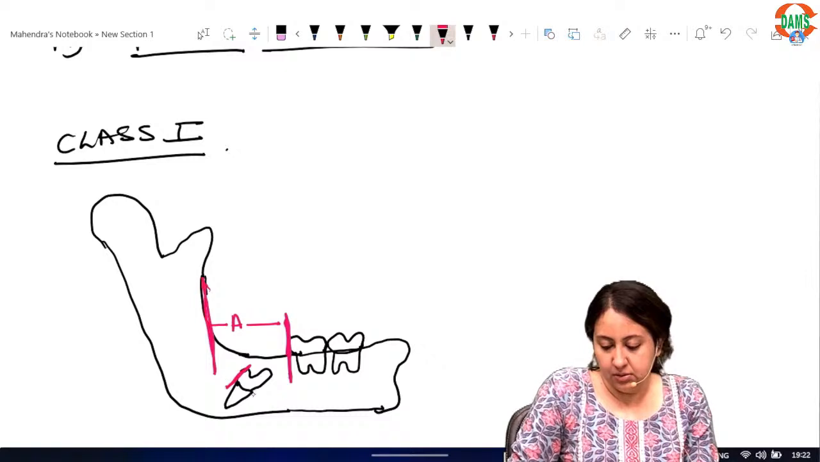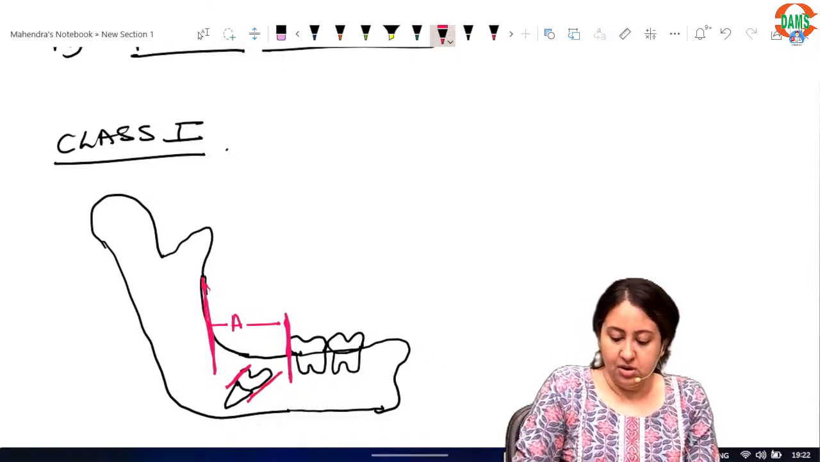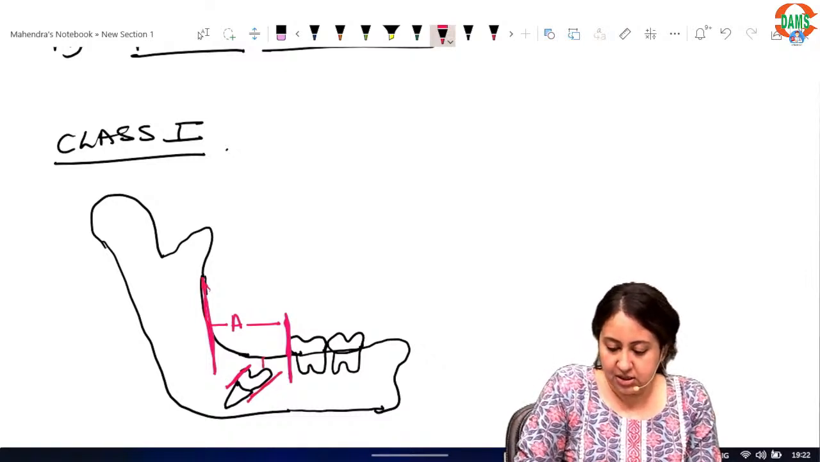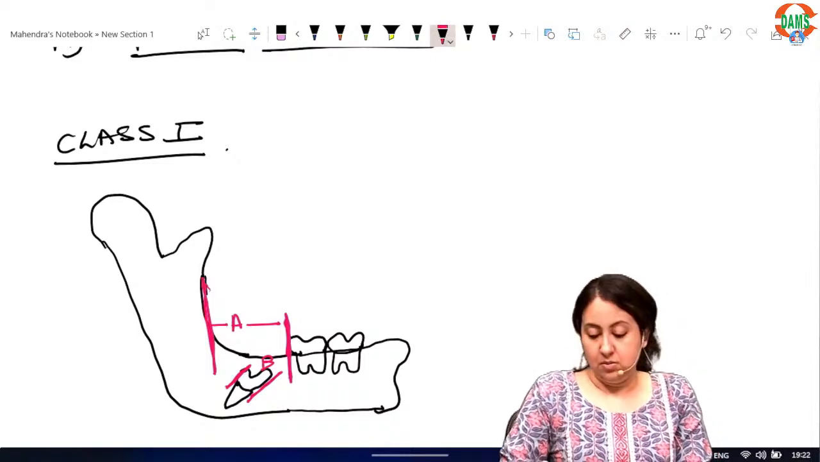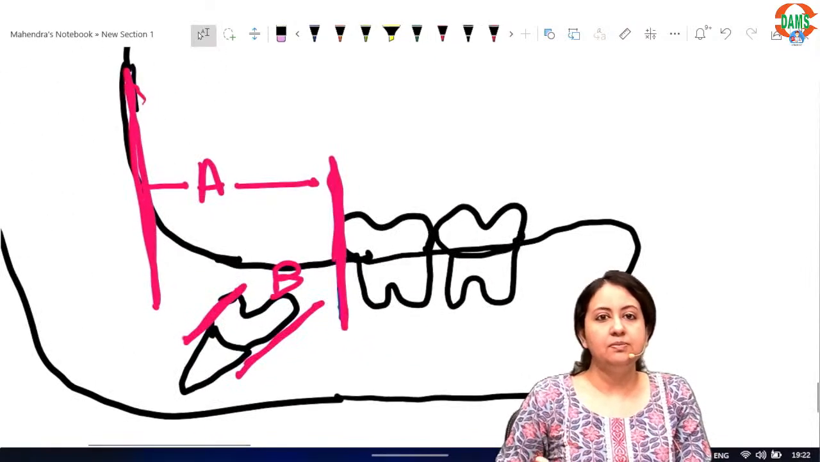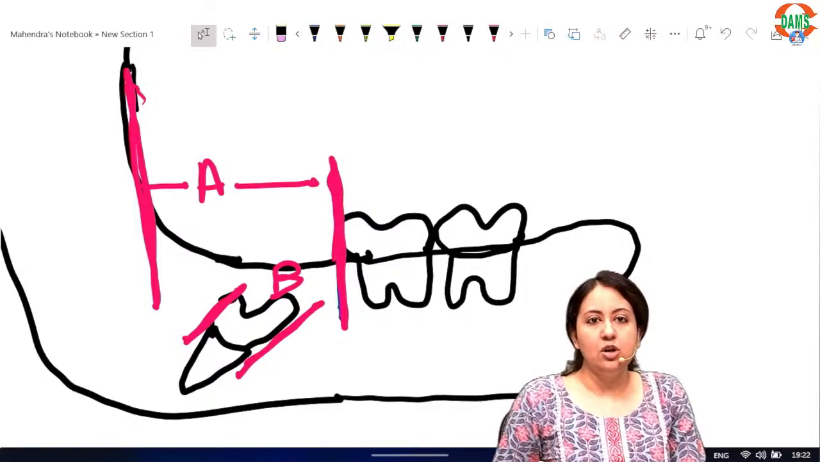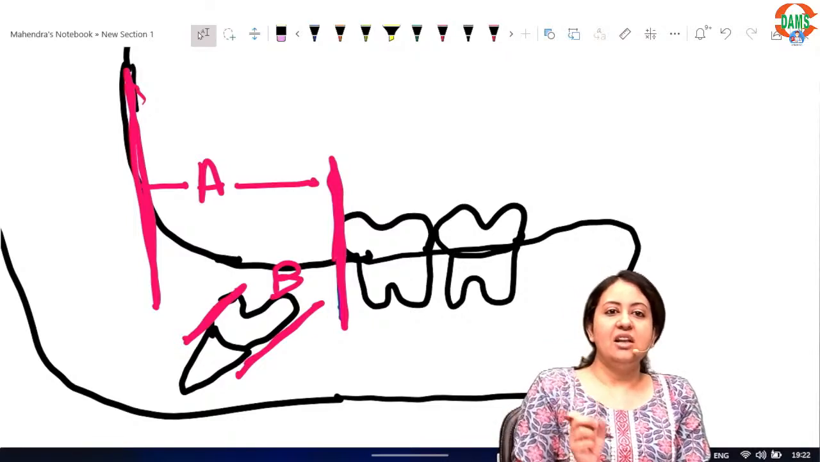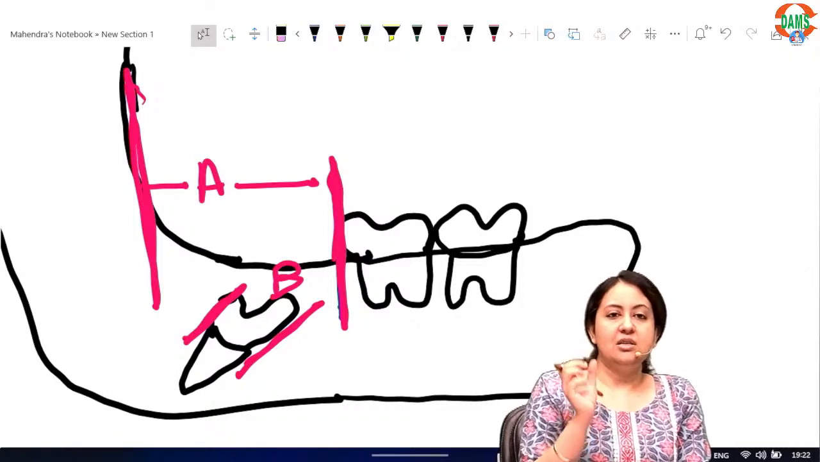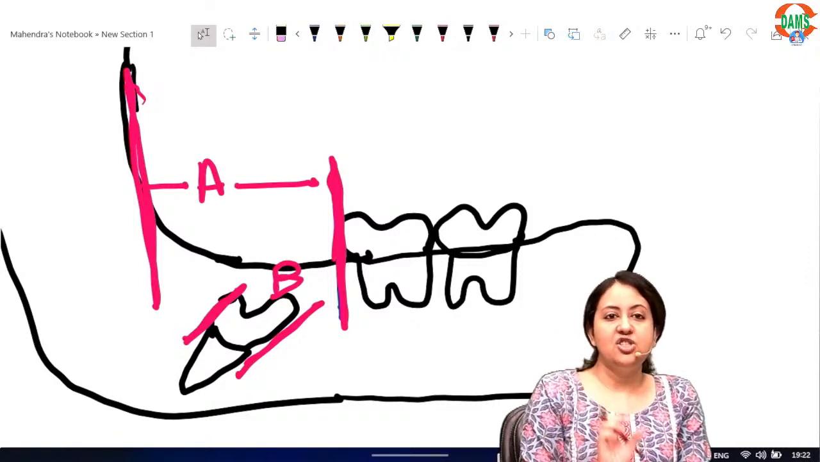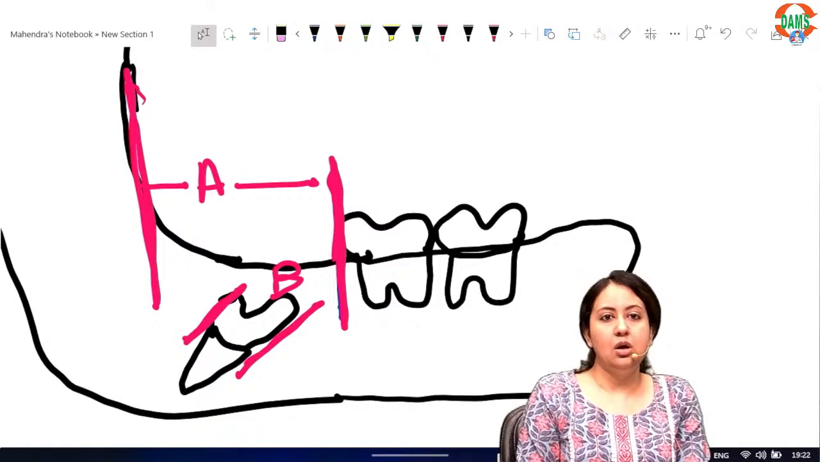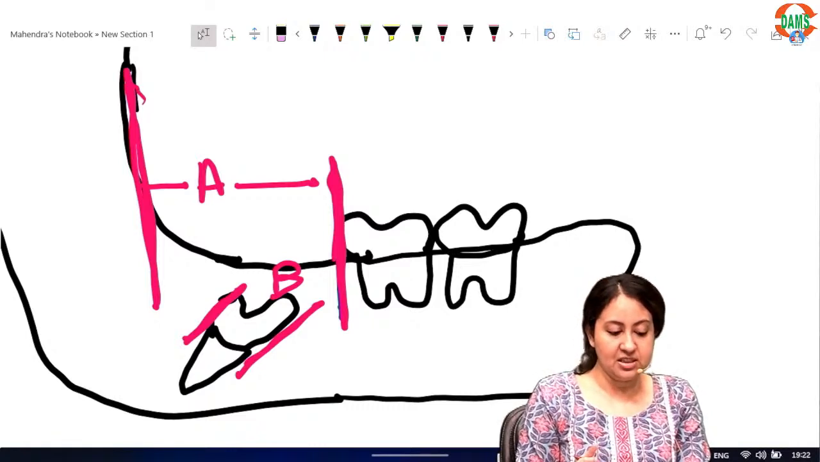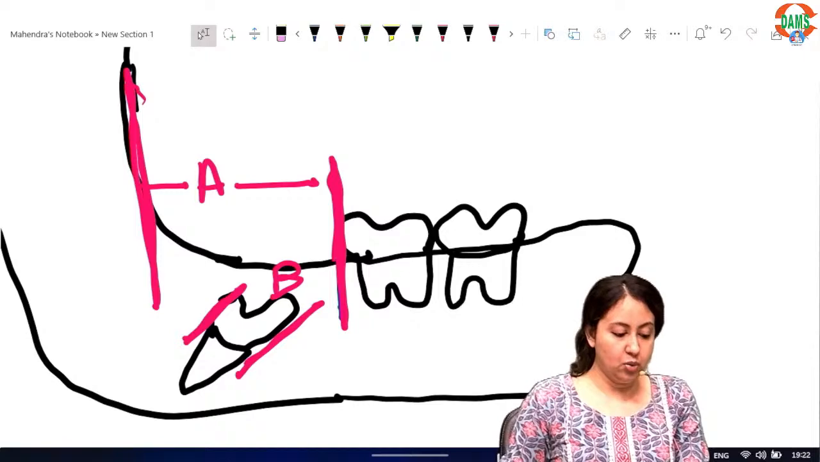And the width of the impacted molar tooth is B. I'm zooming in. The width of the impacted molar tooth is B. So A is greater than B. That means there is sufficient space available for the tooth to erupt. Okay.